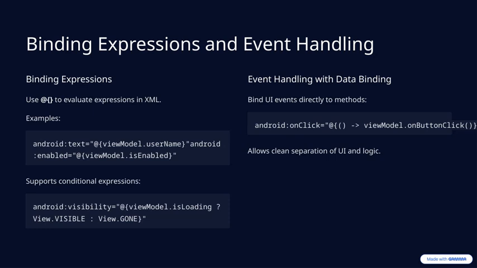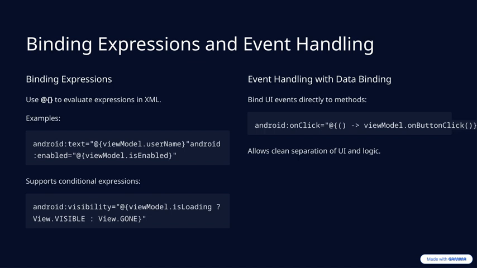Let's talk about binding expressions and event handling now. When you're working with data binding in XML, you can use @ to evaluate expressions dynamically. For example, you might set the text of a TextView to a username with android:text equals @{viewModel.username}. Similarly, you can control whether a button is enabled based on some logic like android:enabled equals @{viewModel.isEnabled}.